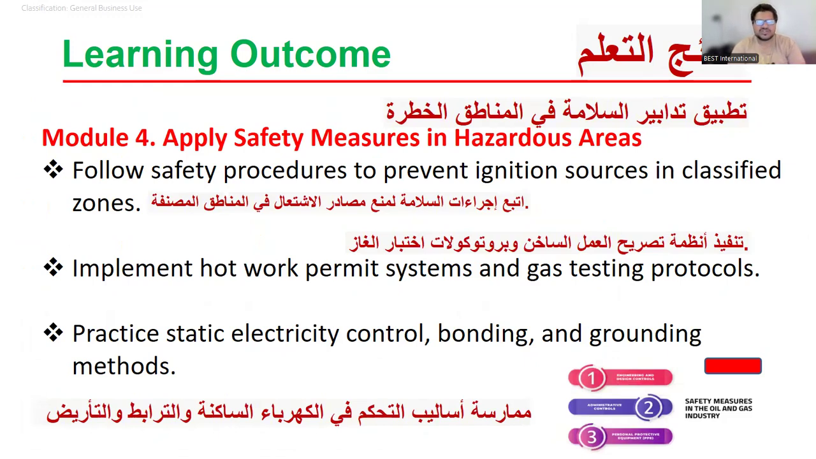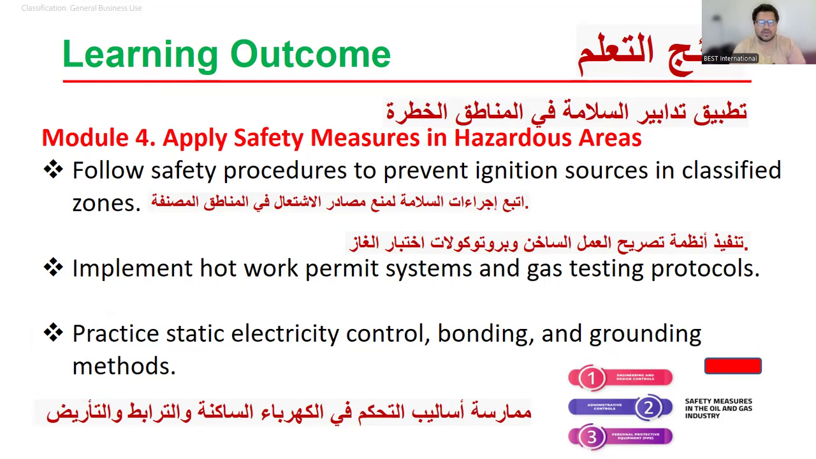Also, we're going to discuss in Module 4 in more depth how to follow safety procedures. Procedures cannot be beneficial until you train people to make them capable and enhance their competence level, especially to prevent ignition sources in classified zones like Zone 0, 1, 2, or Zone 20, 21, and 22. Same way, you have to be capable of implementing hot work permit systems and gas testing protocols, and practice static electricity control, bonding and grounding methods, wherever we are handling hazardous materials, including oil and gas, shifting from one storage tank to another, dealing in refineries, even through pipelines to other industrial units.